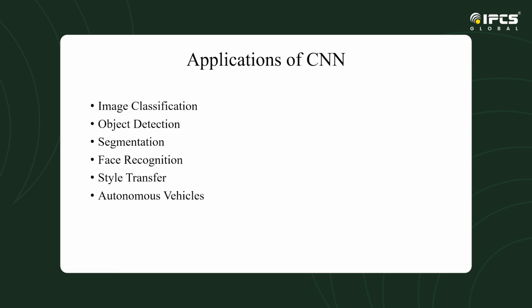So what are the applications of CNN in the real world? It is used for image classification, meaning if I have to classify an image into a particular class. It is used for object detection, segmentation, and face recognition, meaning I have to detect or recognize a face from an image. Then it is used for style transfer and in autonomous vehicles. So this is up to the theory of the CNN.